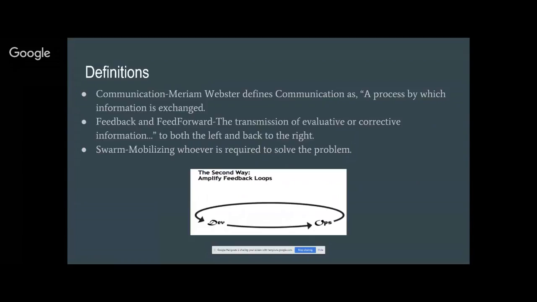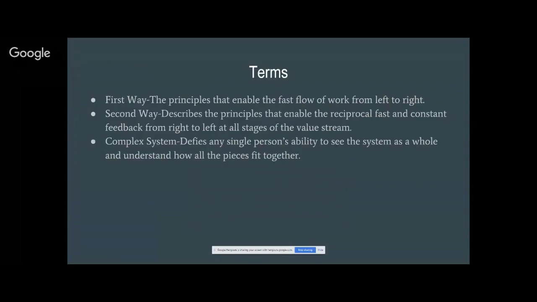Another important term, especially in this chapter, is swarm. It's mobilizing of whoever is required to solve the problem, whether it be from the lowliest intern up to the president CEO. Whoever is required to solve a problem will be brought in. I've included this little graphic here that kind of shows the second way, the feedback loops. A few more terms, definitions.